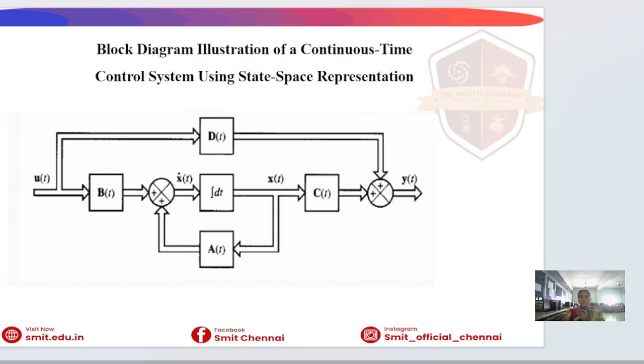So this is the block diagram of a state space system. It shows the block diagram representation of a continuous time control system using state variables. It also explains the relationship between input, state and output.